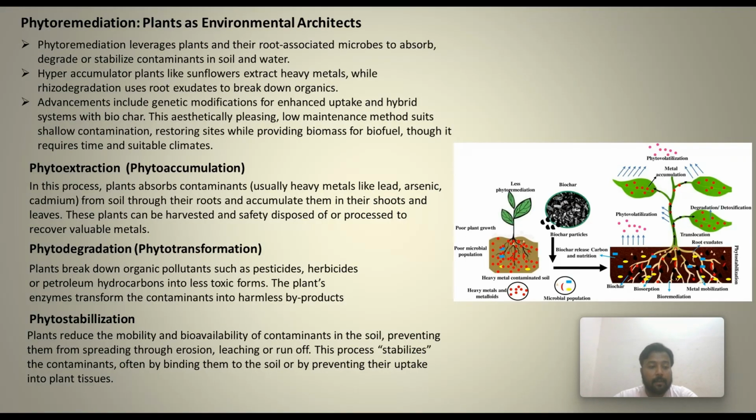Next is phytostabilization. Plants reduce the mobility and bioavailability of contaminants in the soil, preventing them from spreading through erosion, leaching, or runoff. This process stabilizes the contaminants, often by binding them to the soil or by preventing their uptake into the plants. As you can see in the figure, all the three methods are included there.